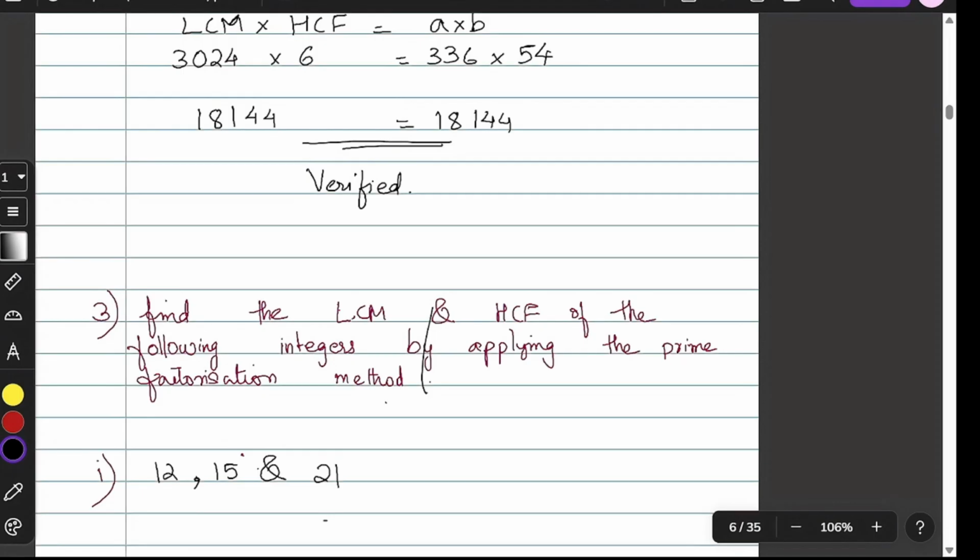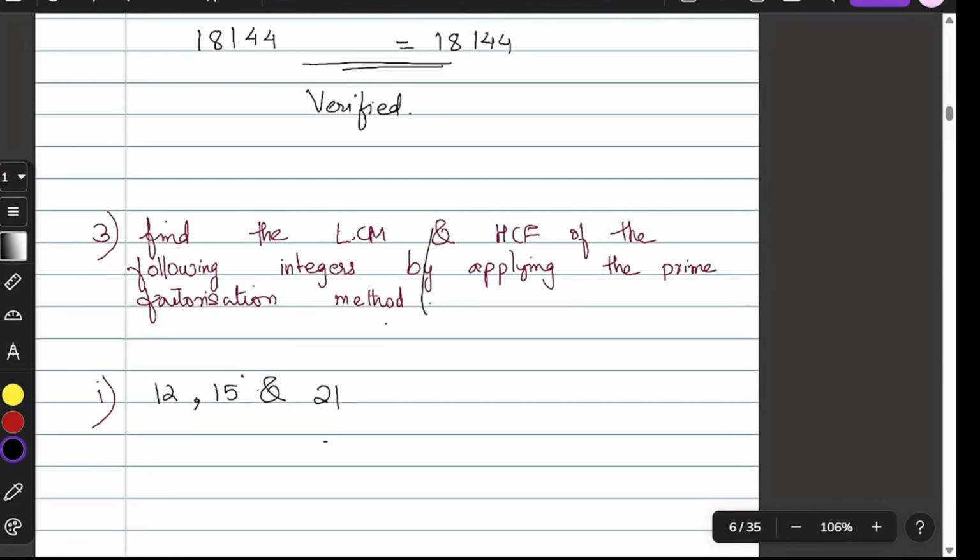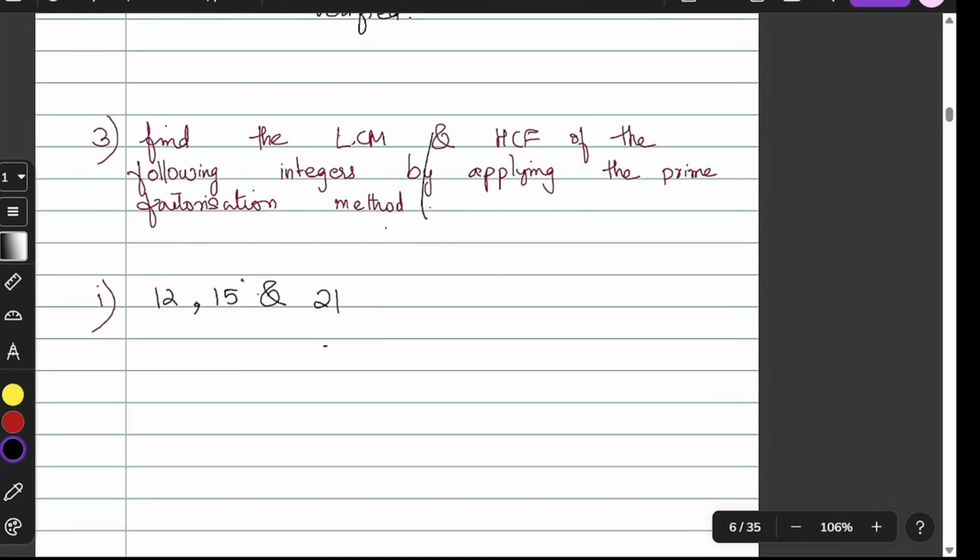Find the LCM and HCF of the following integers by applying prime factorization method. We have to do here what? We have to do the prime factorization method. 12, 15 and 21. So first I have to do what? I have to take the number called 12. I have to find the factors of 12. What are the factors of 12?